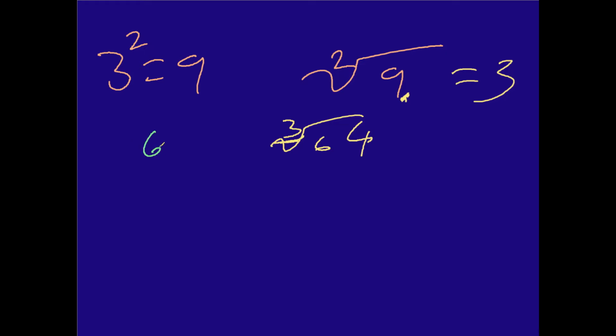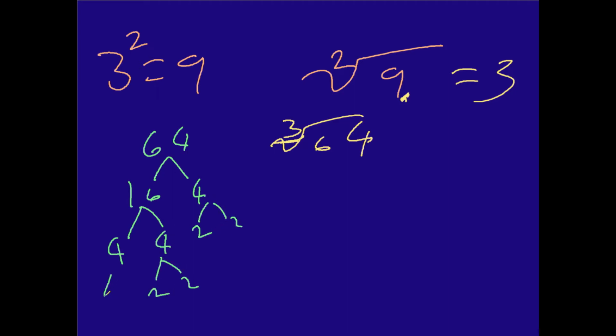So here we go, I got 64, and then I break it down. How you do it is up to you. So let's say I have 16 and 4, and then I break it down here, 4 and 4. Of course, I got to break down here 2 and 2, 2 and 2, 2 and 2. Now let's see here. I have 1, 2, 3, 4, 5, 6, 6 twos. That's not going to work.